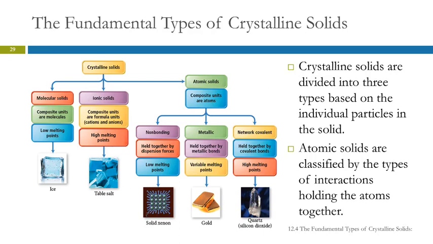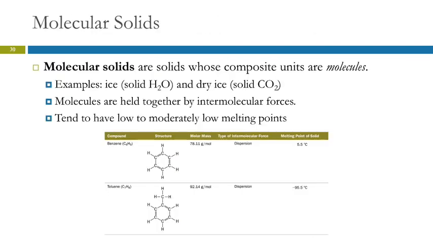Well, I guess I can't skip this part right here. So atomic solids are broken down by what holds the atoms together. Non-bonding, those would just be held by dispersion forces. Metallic, where it's held together by metallic bonds, or network covalent, where it's actually covalent bonds holding the atoms together. So in a molecular solid, the composite units are molecules.